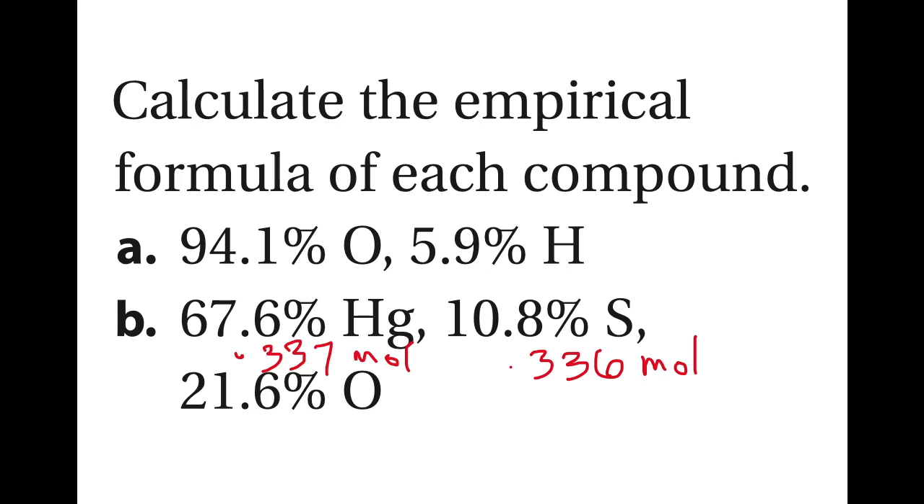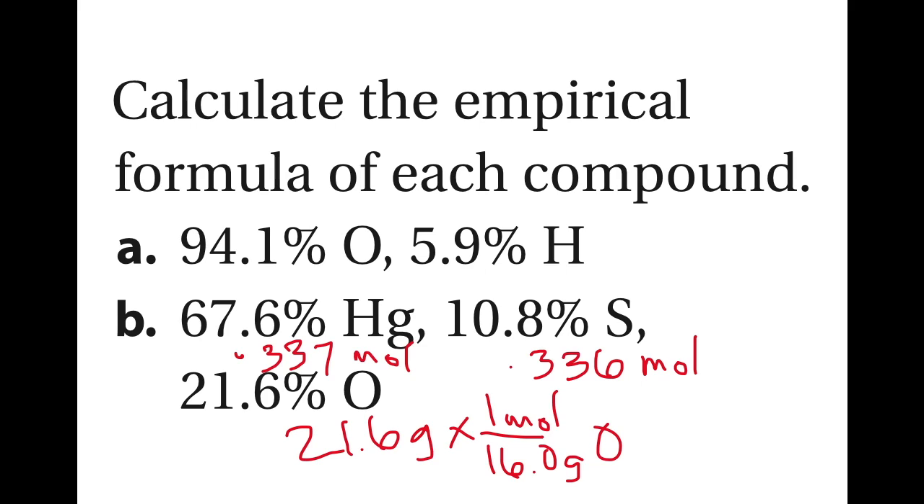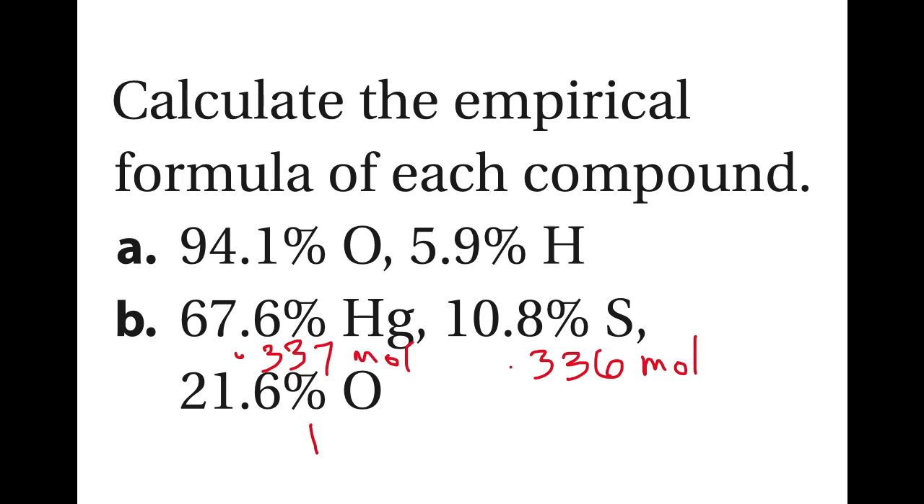Good. Now, I have to deal with the last one, which is oxygen. Oxygen is 16 grams. So I'm going to go 21.6 grams of oxygen, 1 mole, 16.0 grams right here of oxygen. That should give me, if I do the math, 21.6 divided by 16 gives me 1.35 moles of oxygen. Again, I get 1.35 moles of oxygen.